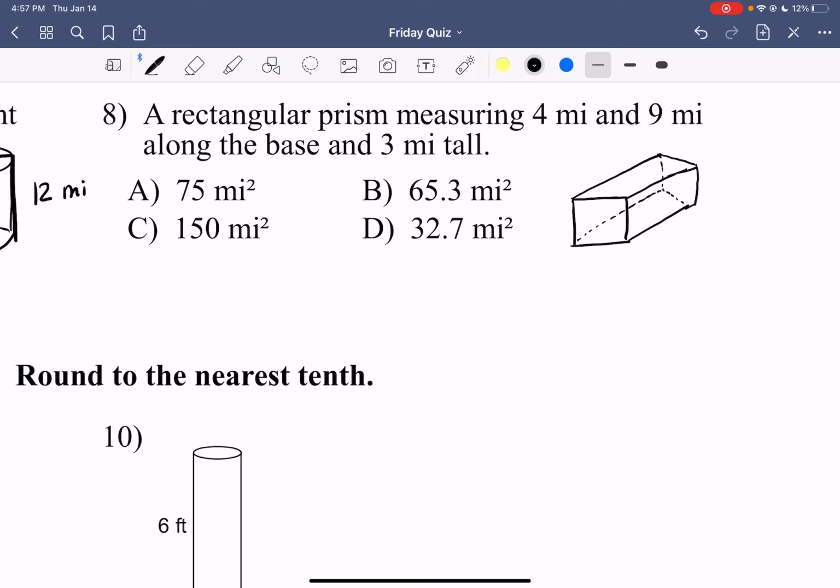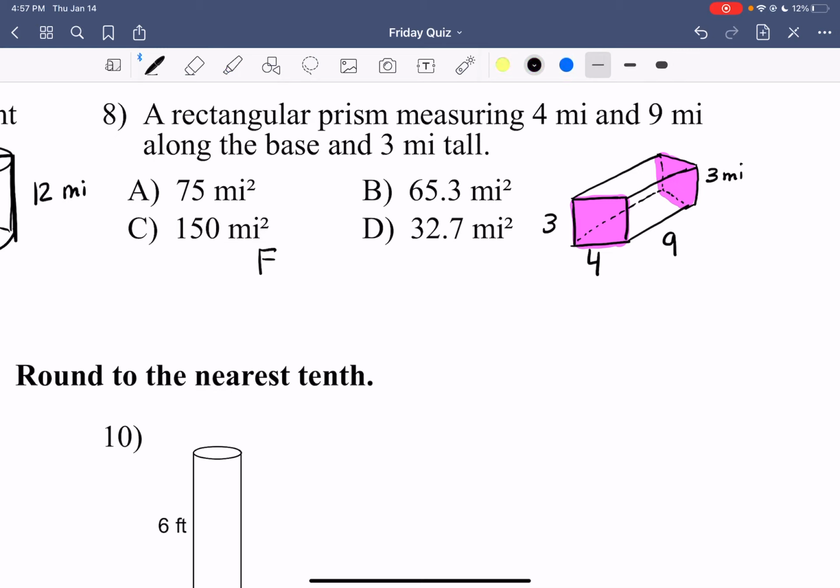So we have a rectangular prism. It says it measures 4 miles and 9 miles along the base, and it is 3 miles high. So what we can do is we can put our 3 over here, so that makes it a little bit easier. So if we chose this right here as our base, and this as our base, so there's multiple ways you could look at this problem. Hopefully I'm doing it right.